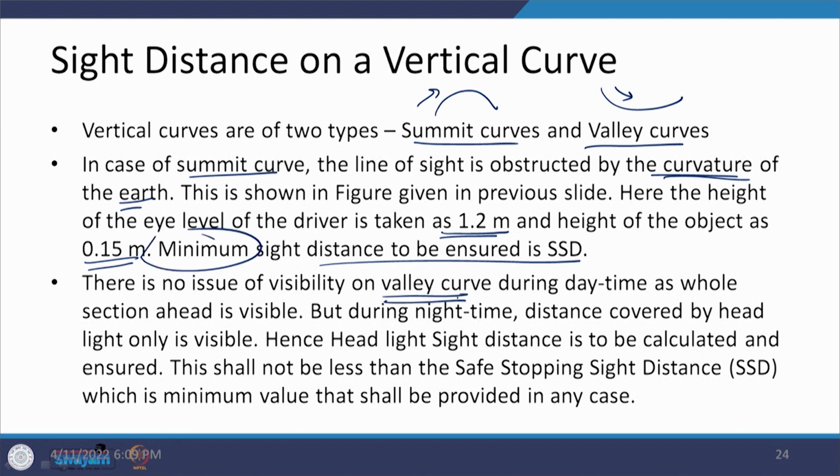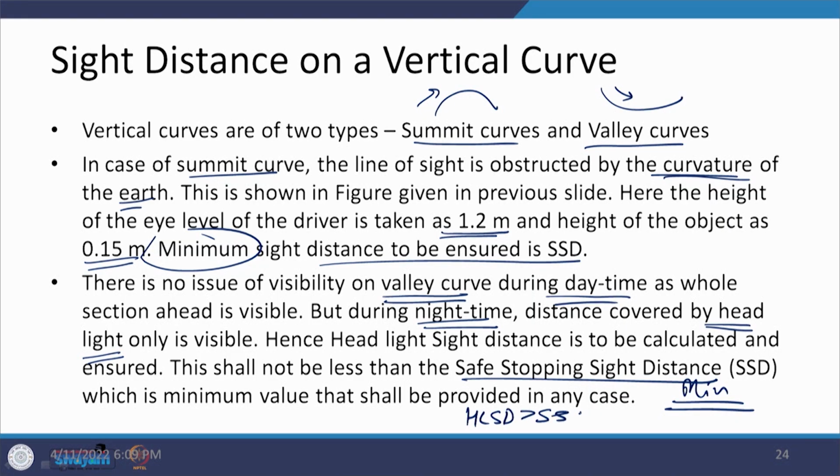When you are talking about the valley curve during daytime, as I said, nothing is an issue, everything is visible, but when you talk about the night time, then we are looking only at the distance which is available to you in terms of a headlight distance, and this has to be calculated, but this cannot be less than SSD. This has to be minimum in all the cases, and we have to provide it in case HLSD comes less than this. So, if your HLSD is greater than SSD, then we provide HLSD. If HLSD is less than SSD, then we will provide SSD.